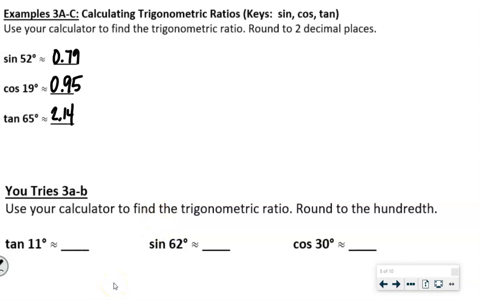So the tangent of 11 in your calculator, where is the sheet of paper? Tangent of 11. I got it flipped over, y'all. Sorry. Was 0.19. The tangent of 62 was 0.88. And the cosine of 30 is 0.87.